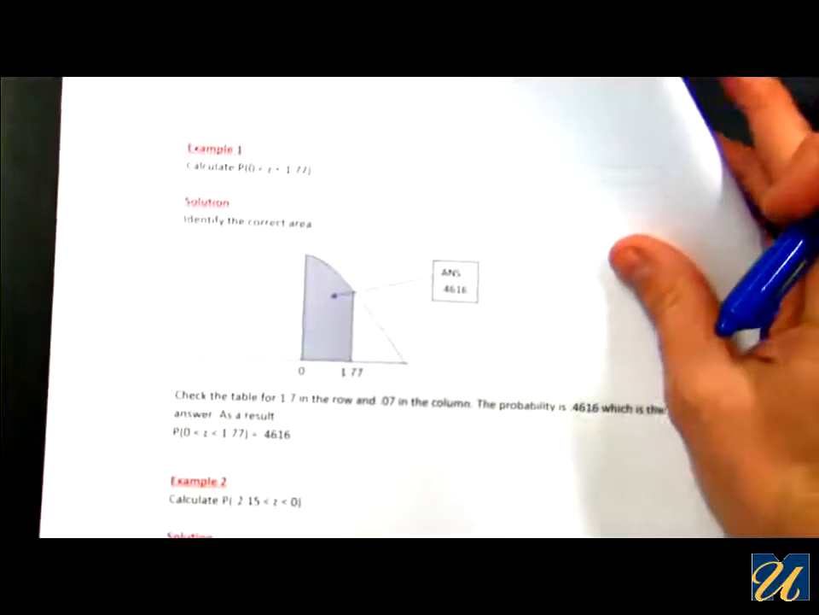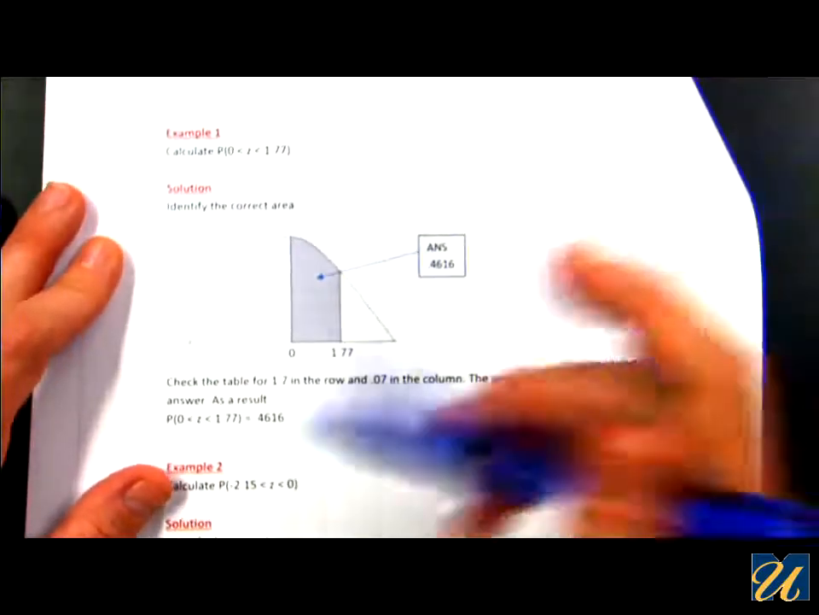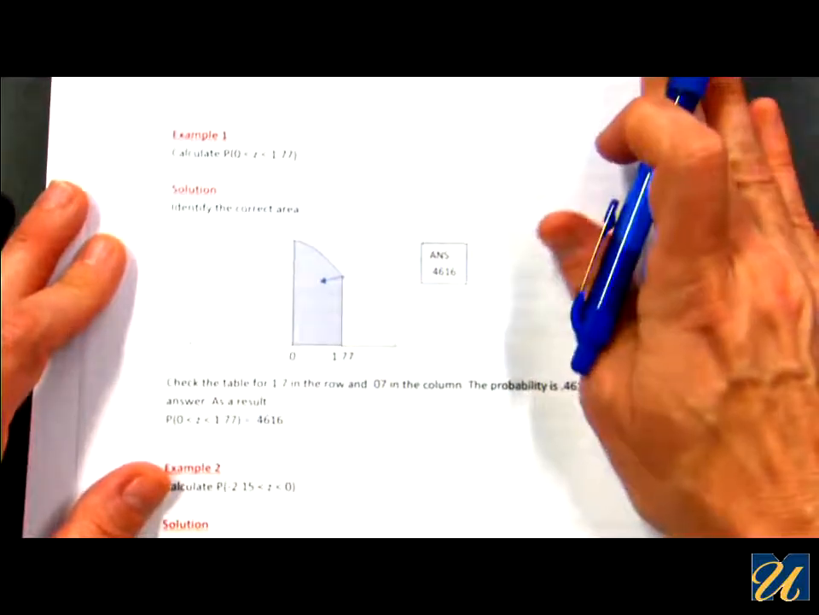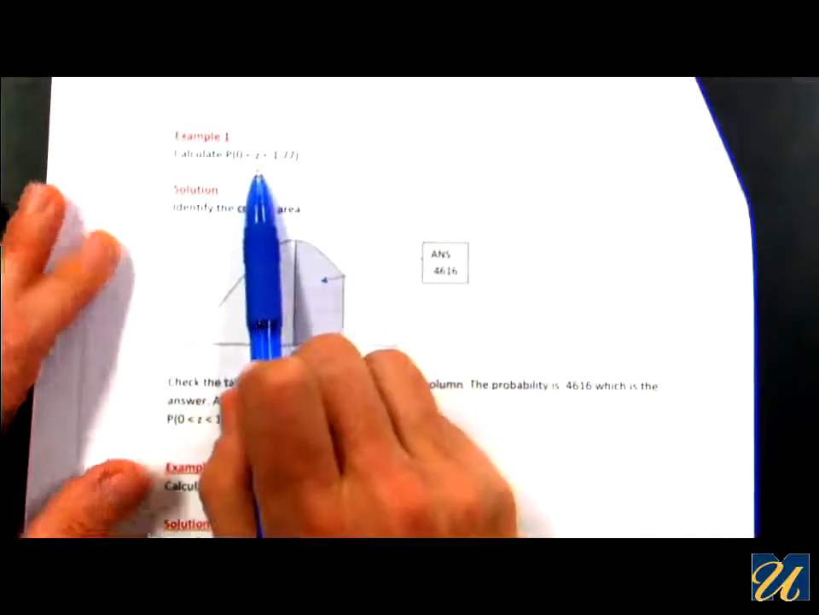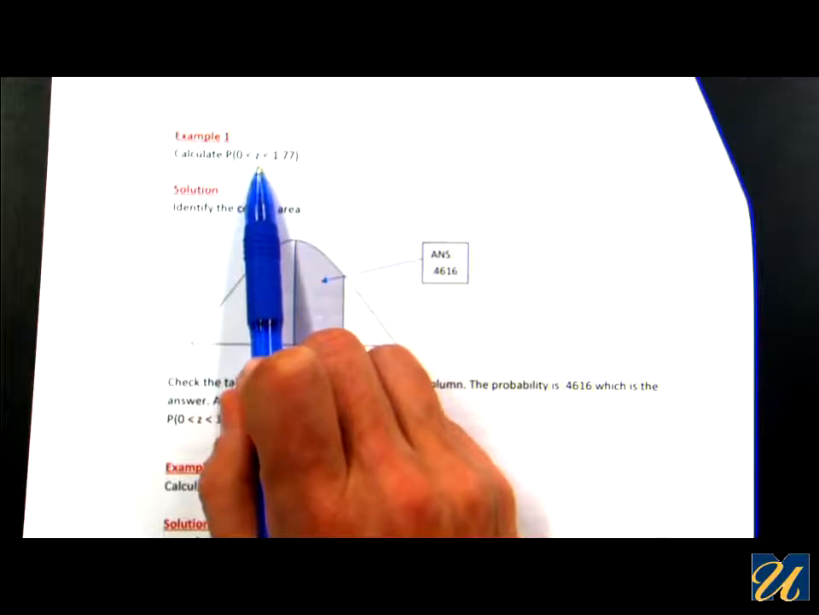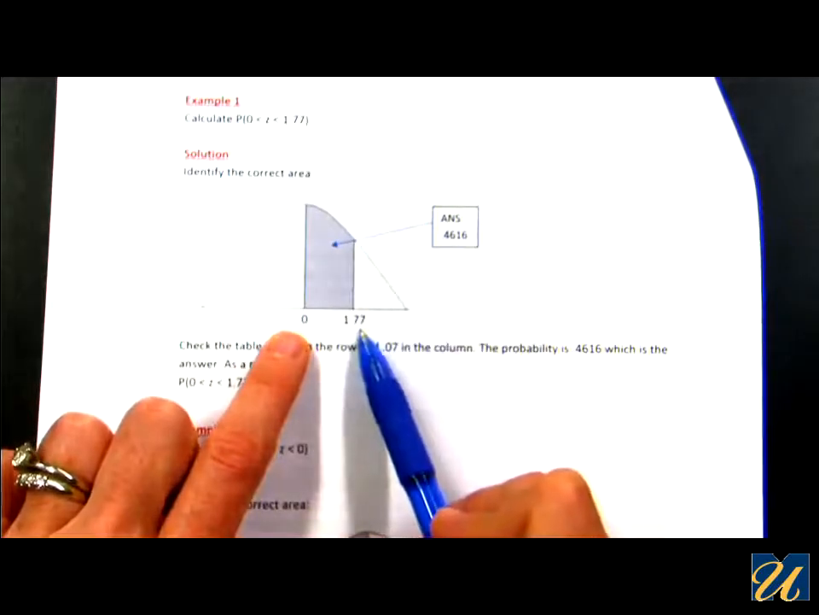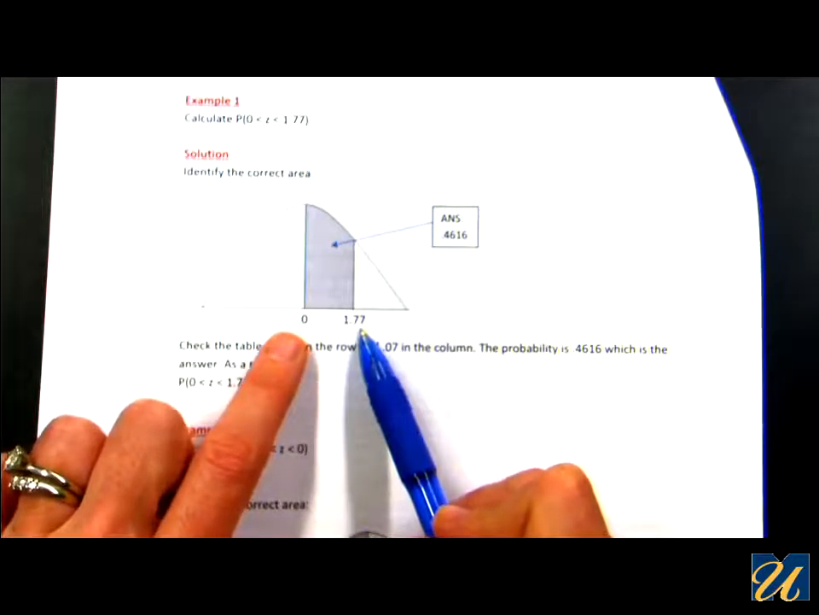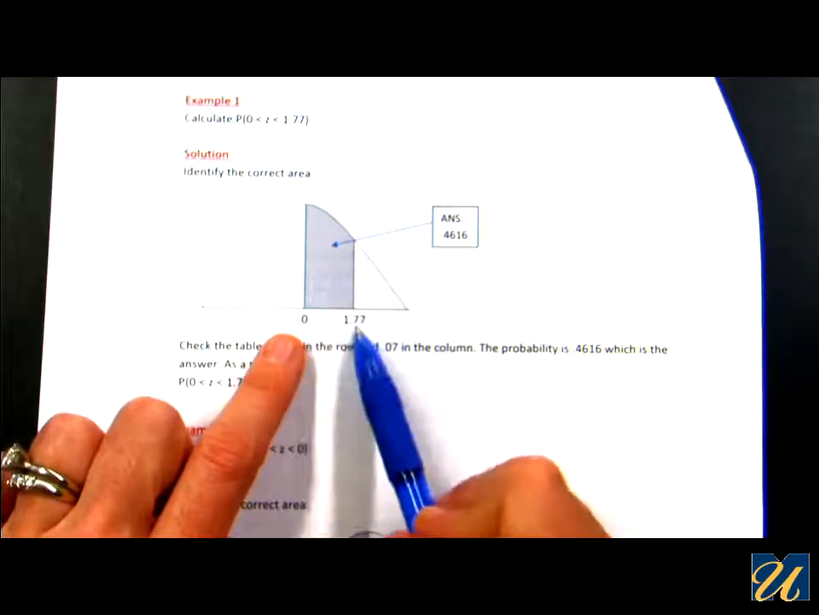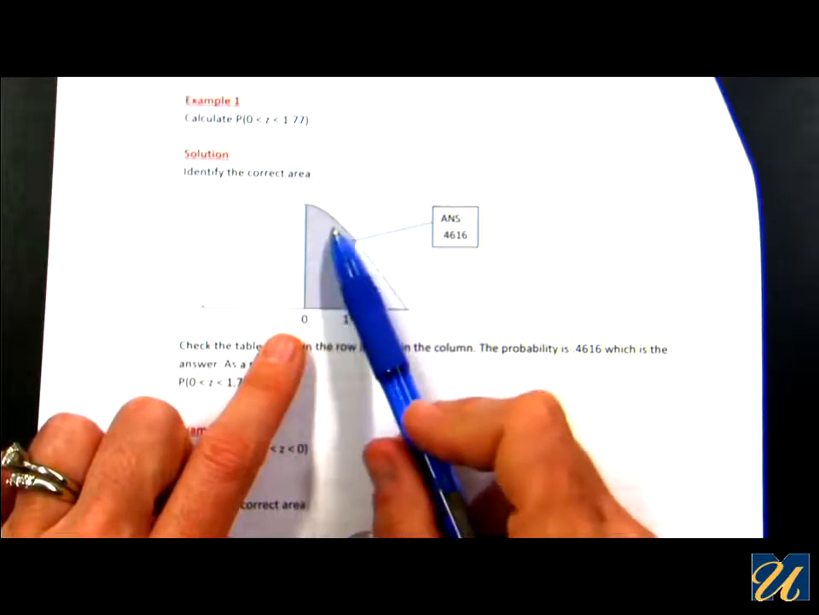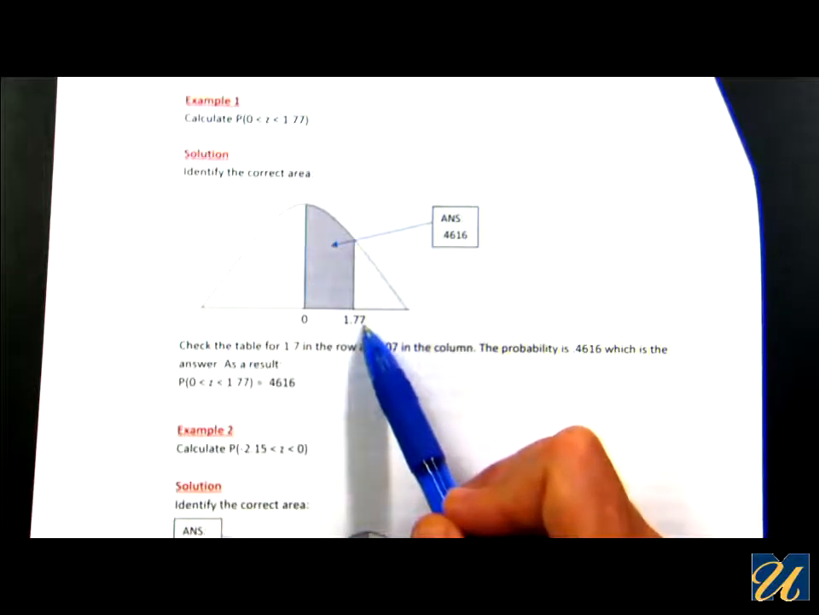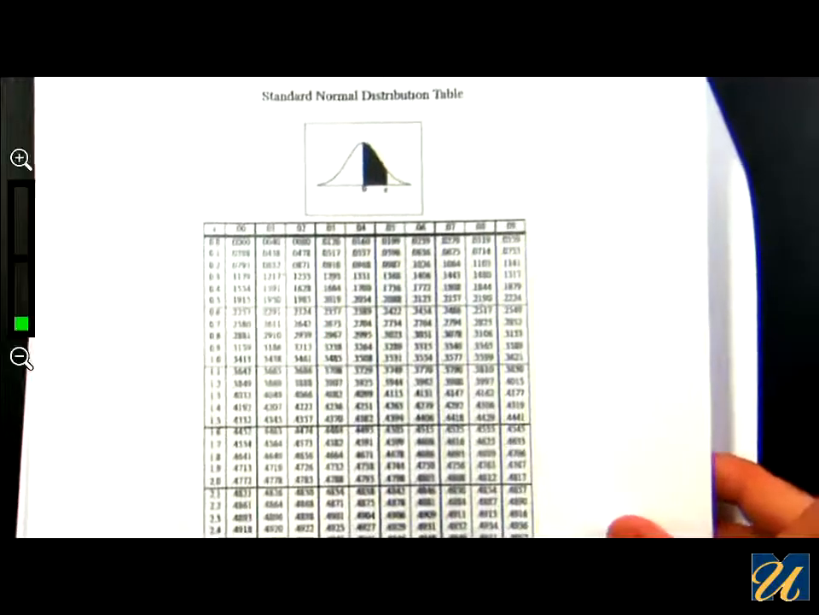For example, I want to find the probability where the z-score is between 0 and 1.77. Since you're looking for the probability of z, that means you already have a standard normal probability distribution, which has a mu equal to 0. This is your z-score. 1.77 is to the right because it's positive, and I'm looking for the area between 0 and 1.77. So I'm looking for this area.